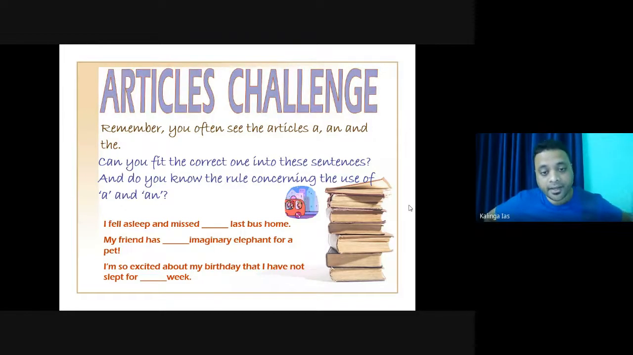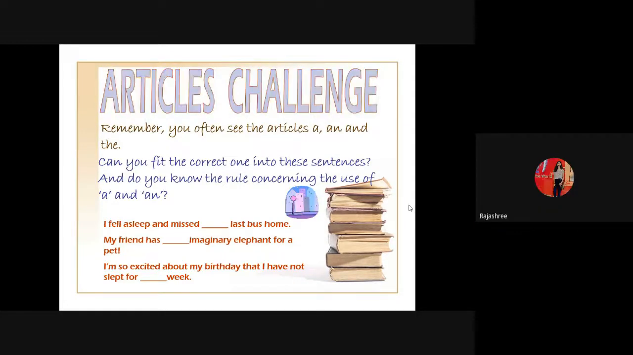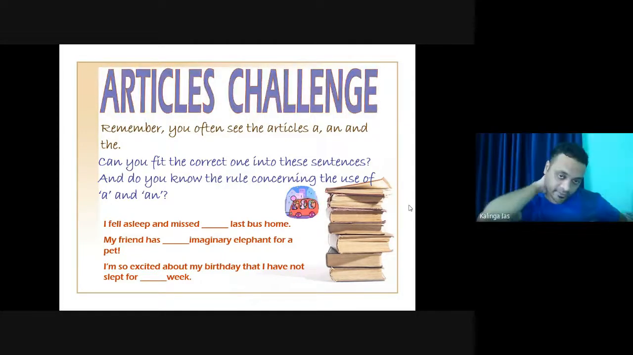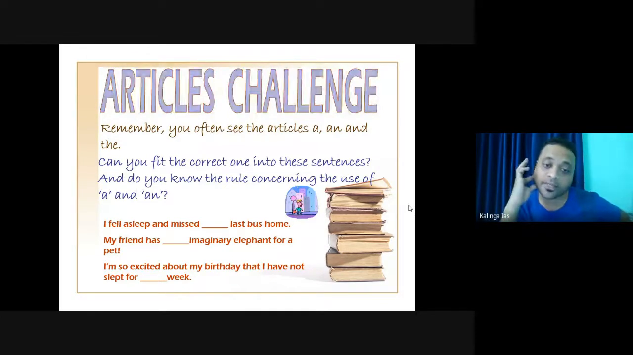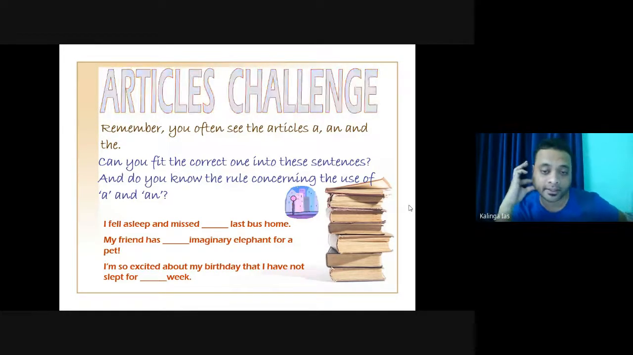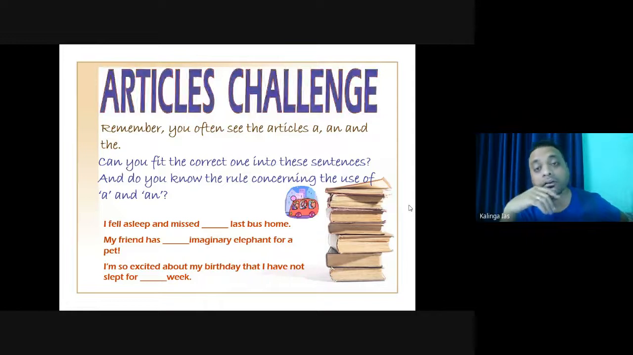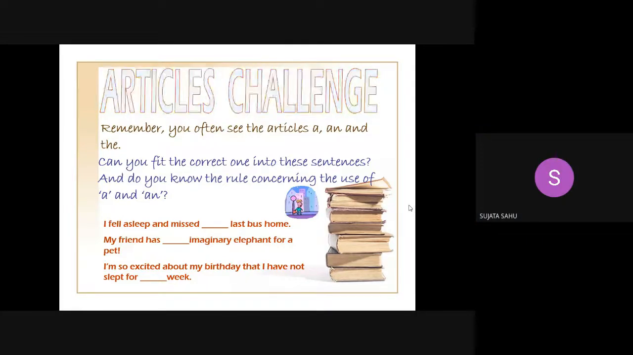My friend has this imaginary elephant for a pet. An imaginary elephant. I am so excited about my birthday that I have not slept for a week. Things like that.